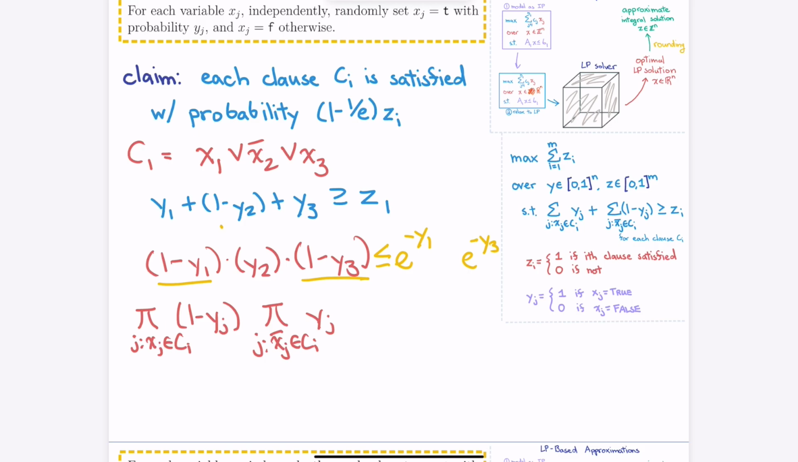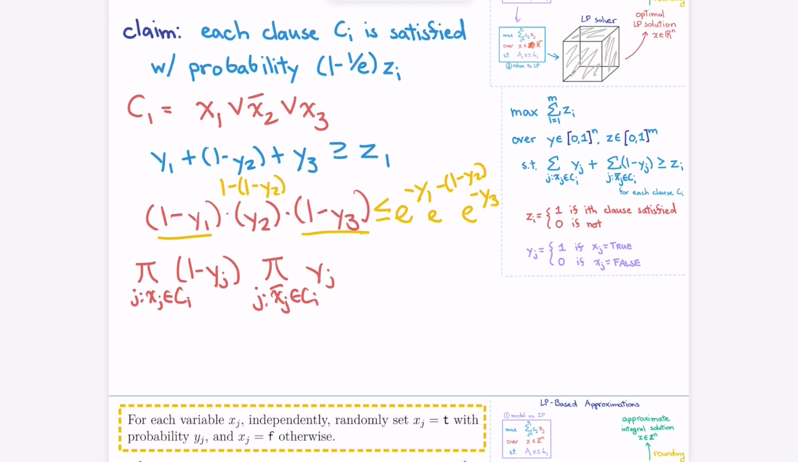Well, we can write y2 is equal to 1 minus 1 minus y2. Okay? And then now we get e to the negative y1 plus 1 minus y2 plus y3. Okay?